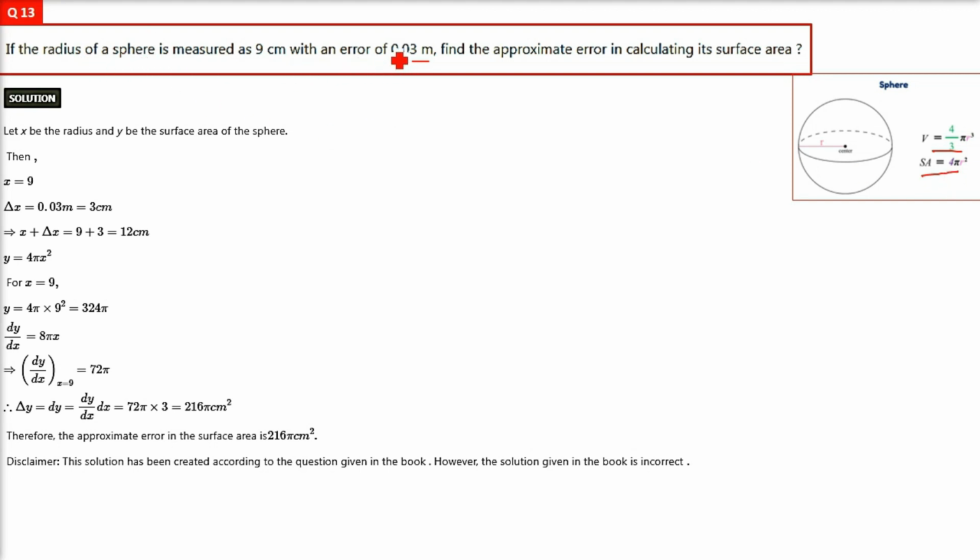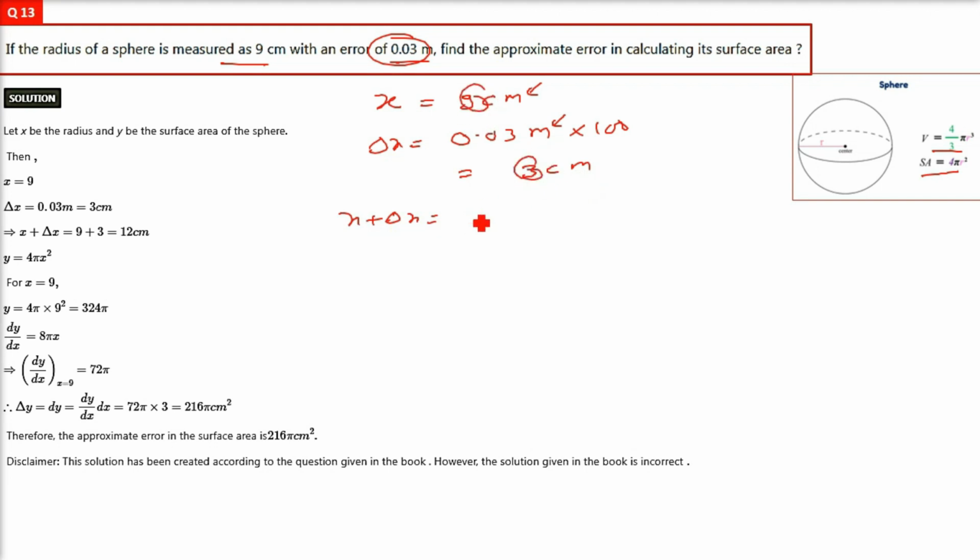Now the radius of the sphere is measured as 9 cm and the error is also given, 0.03. So x is the radius, which is 9 cm, and delta x, that is the error, is 0.03. Now let us add x plus delta x, but centimeter and meter cannot be added, so we have to convert this meter into centimeter. So multiply it by 100, you get 3 centimeters. So x plus delta x is 9 plus 3, that is 12 centimeters.